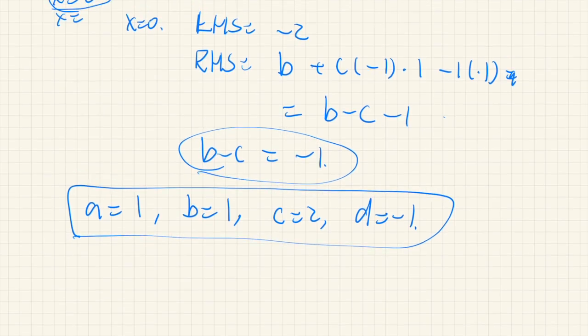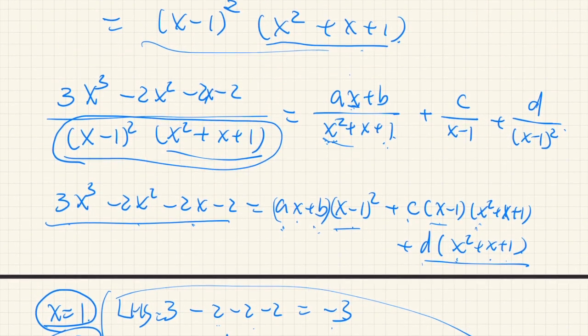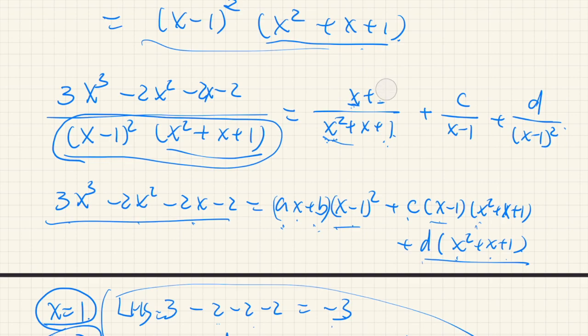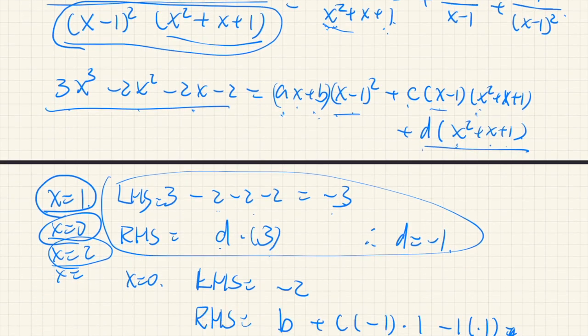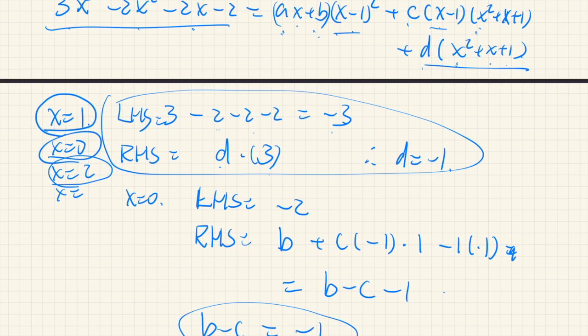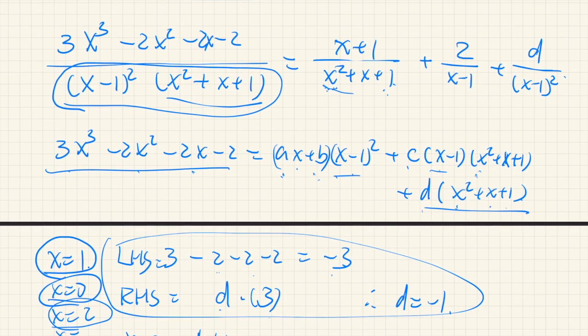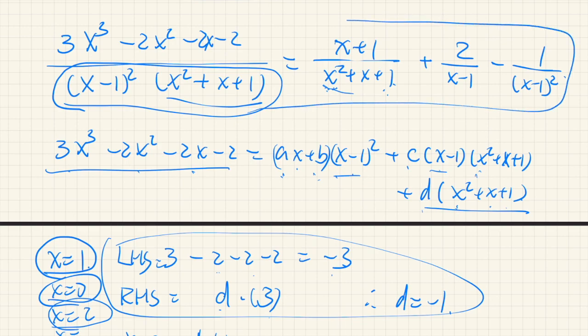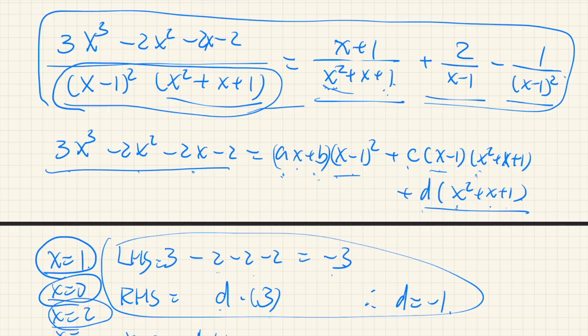So if we know this, then just plug into this, and a is 1, b is 1, so x plus 1, and c is 2, and d is negative 1. So we have this partial fraction decomposition. Now let's integrate these parts in turn.